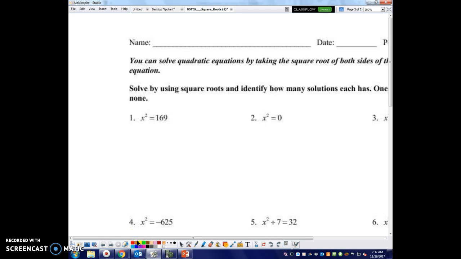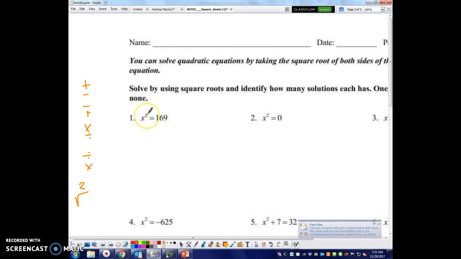So if x squared equals 169, remember how we had our rule. If it's adding, you subtract. If it's subtracting, you add. If it's multiplying, you divide. And if it's dividing, you multiply, right? Well, if it's squaring, what are you going to do to replace that? Square root it. Okay? Those are opposites.